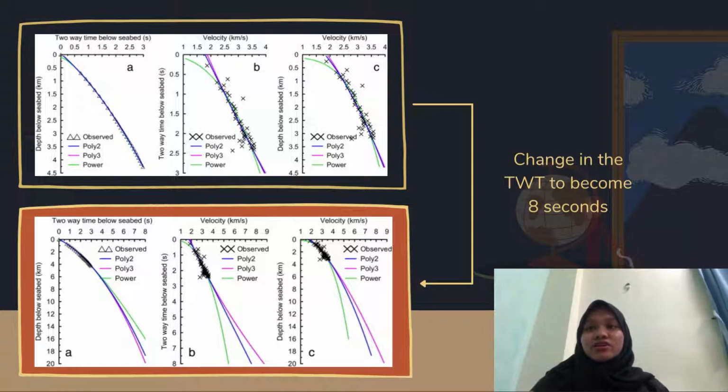Additionally, as the coefficient of the third order term is negative and the second order term is positive, it inevitably causes the velocity inversion at depth. Consequently, the power function with the exponent between 1 and 2 is the best choice for predicting the depth for deep-seated strata where the drift cannot reach.